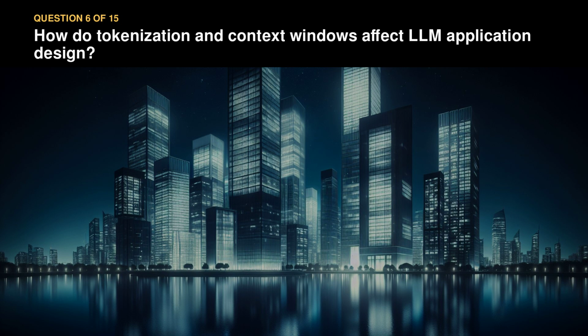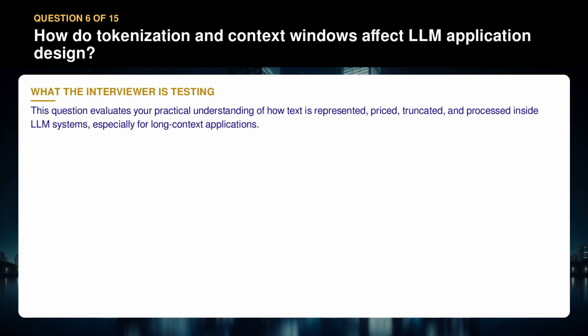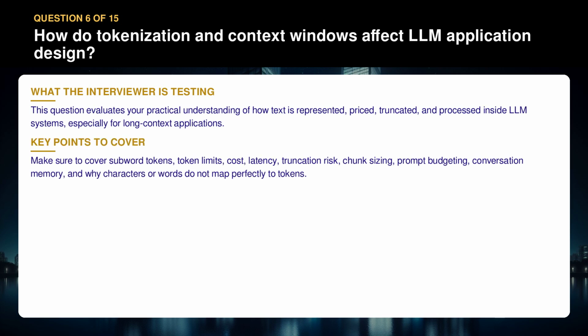Question 6. How do tokenization and context windows affect LLM application design? This question evaluates your practical understanding of how text is represented, priced, truncated, and processed inside LLM systems, especially for long context applications. Make sure to cover subword tokens, token limits, cost, latency, truncation risk, chunk sizing, prompt budgeting, conversation memory, and why characters or words do not map perfectly to tokens.